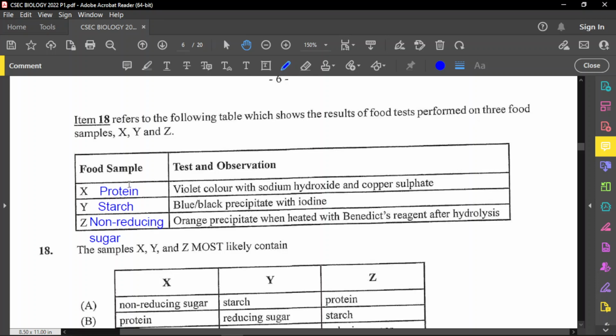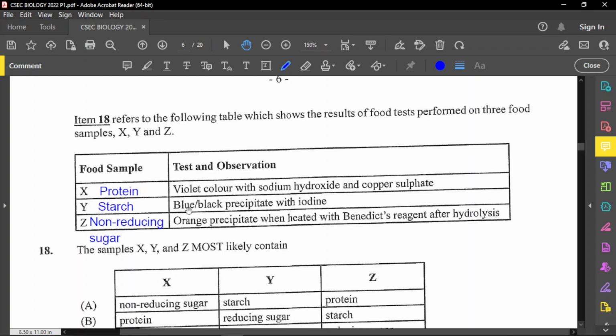And so I'll put the answers here to kind of assist us in explaining. If it turned violet, which is the same as purple, with sodium hydroxide and copper sulfate, and this copper sulfate and sodium hydroxide can also be substituted for what they call Biuret solution. So sodium hydroxide and copper sulfate is a substitute for our Biuret solution. Once it turns purple, or violet, protein is present.